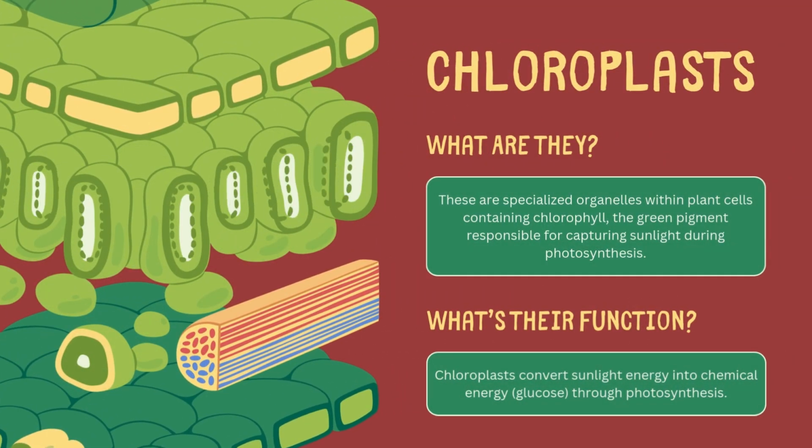Next, chloroplasts. These are specialized organelles within plant cells containing chlorophyll, the green pigment responsible for capturing sunlight during photosynthesis. The chloroplast converts sunlight energy into chemical energy, glucose, through photosynthesis.